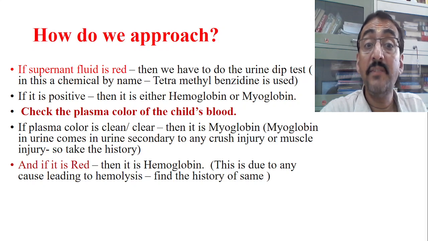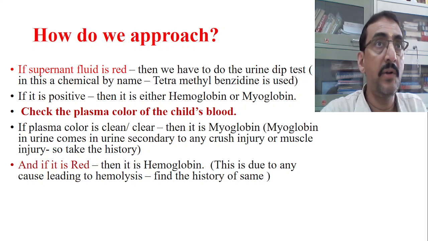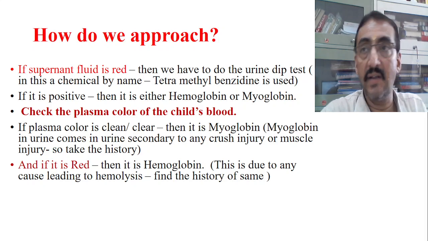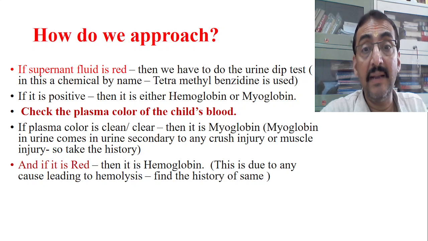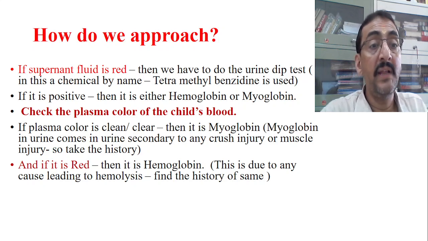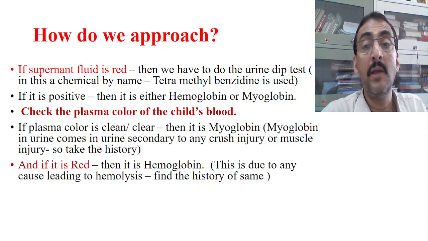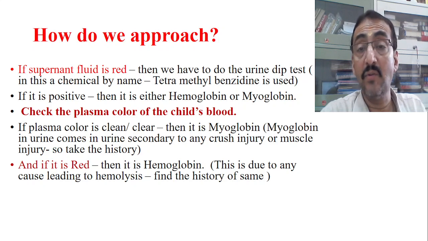Now check the plasma color of the child's blood. Now you have to look into the plasma color of the child's blood. What is the color of the plasma of the child's blood? If the plasma color of the child's blood is clean and very clear, then it is myoglobin, because myoglobin in the urine comes secondary to any crush injury or muscle injury. So always the history of such injuries is also important.